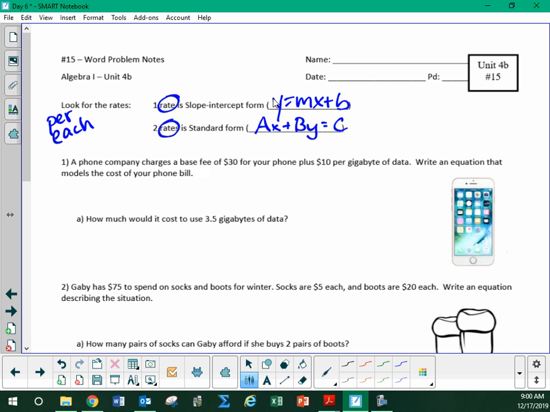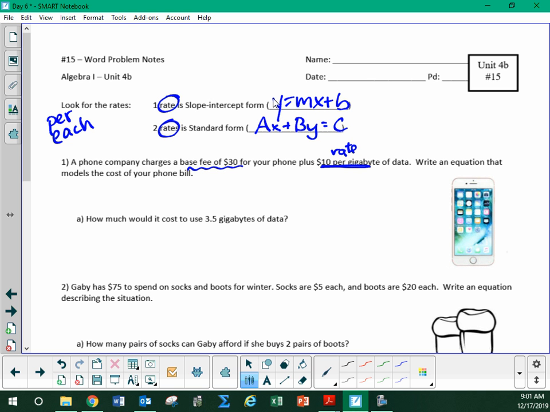All right. So first one, a phone company charges a base fee of $30 for your phone, plus $10 per gigabyte of data. Okay, so per gigabyte, this is one of our rates here. Write an equation that models the cost of your phone bill. Okay, so it says it charges $30 base fee. What does that mean, a base fee? Yeah, it's just a one-time fee, right? We're not paying it again and again, it's just a flat amount, and then the amount we're paying again and again is $10 per gigabyte.